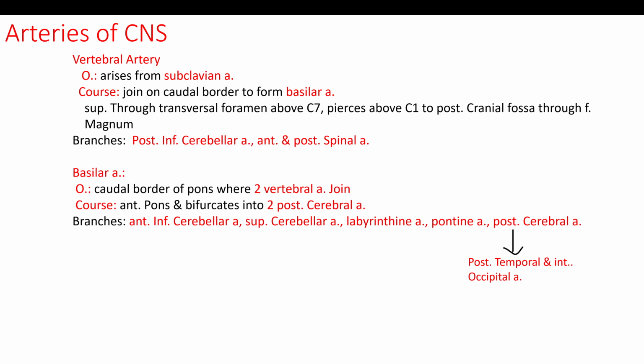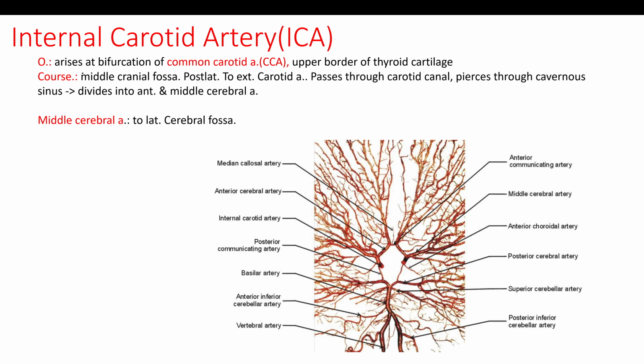And we have the circle of Willis, which is formed mainly by the anterior communicating artery, middle cerebral artery, posterior communicating artery, and posterior cerebral artery. Then we have here the internal carotid artery, with its origin arising from the bifurcation of the common carotid artery at the level of the upper border of the thyroid cartilage.